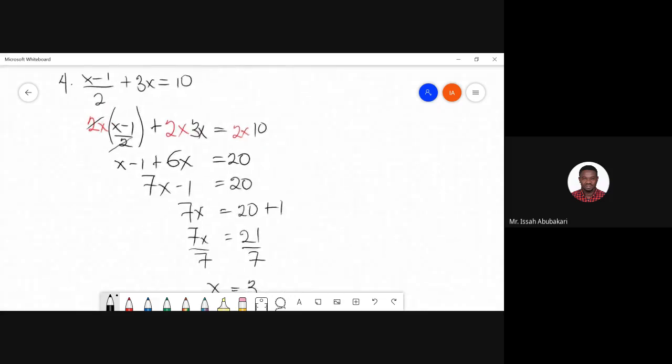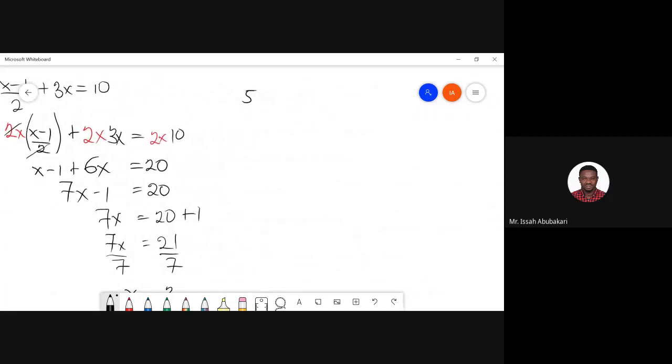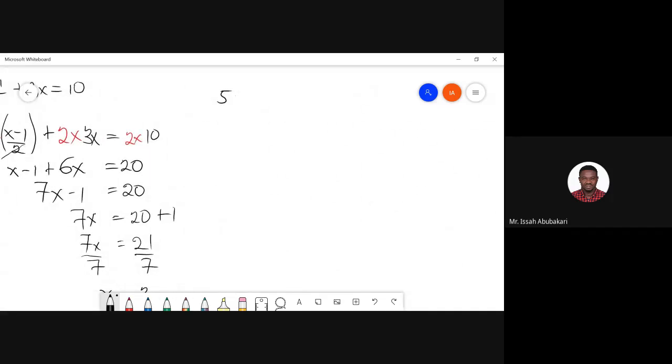All right. Try this question. Question 5. Try it and let's see what you get. Two over 3 x plus 2 is equal to 1 over 4 x plus 3. All right, let's try this.